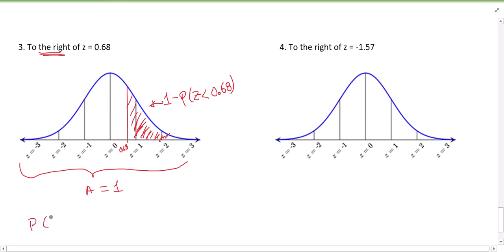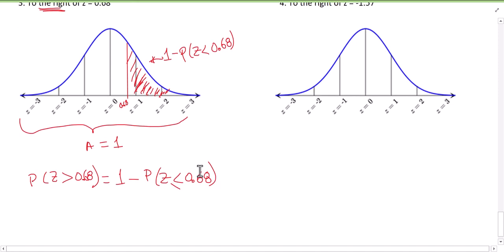So then the probability that z is greater than 0.68 is going to be 1 minus the probability that z is less than 0.68. One of these should have an equals. So let me do that.